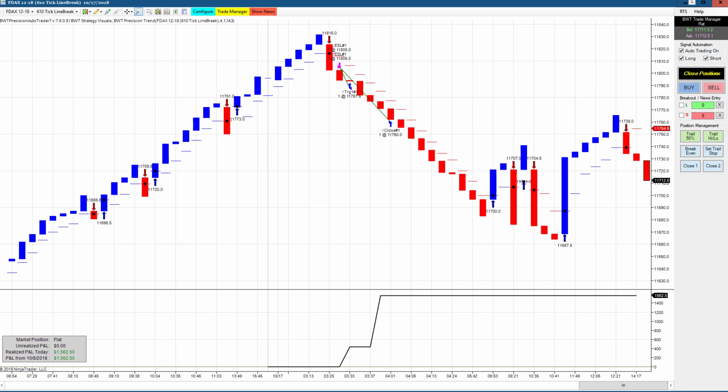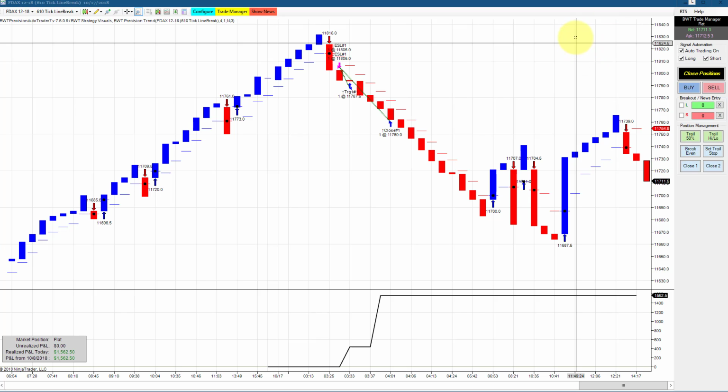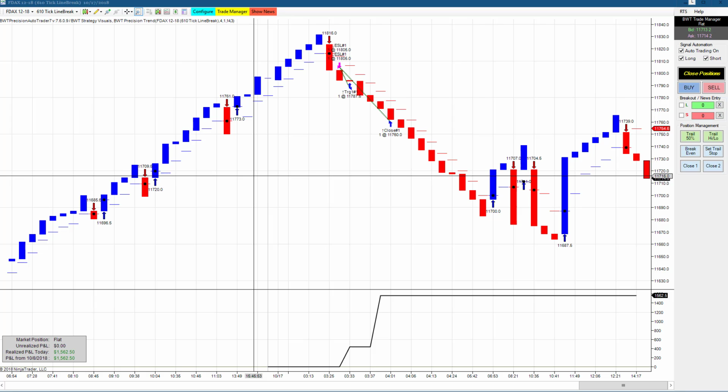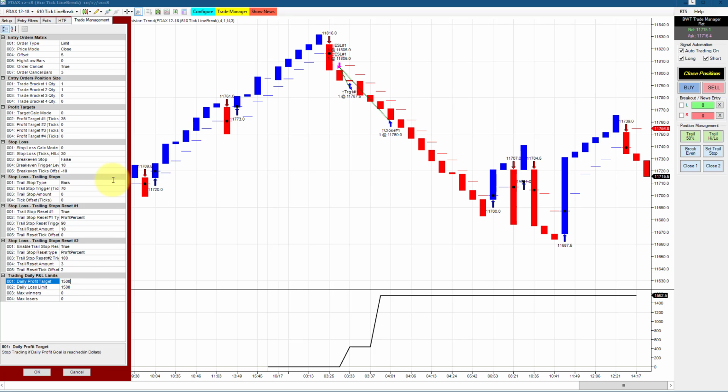Okay, next up is the DAX on a 610 tick line break, and this had a single trade good for 1562. Our goal on this is 1500. And this is a limit order with a pullback of 5 ticks, and obviously again our trailing stop being fairly tight here, taking us out of the trade. There was a lot more to go here, almost twice as much.